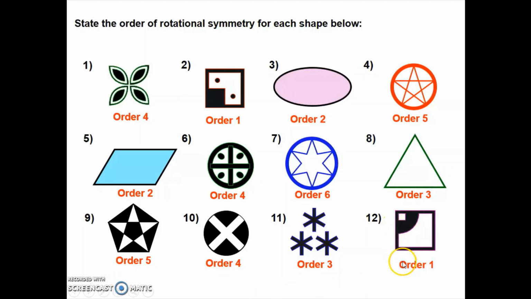So again, number 12, no rotational symmetry, order 1, because of the nature of the pattern, the nature of this white square in the top left corner. As we rotate that 360 degrees, it will only look like itself once that small white square returns to the top left corner.